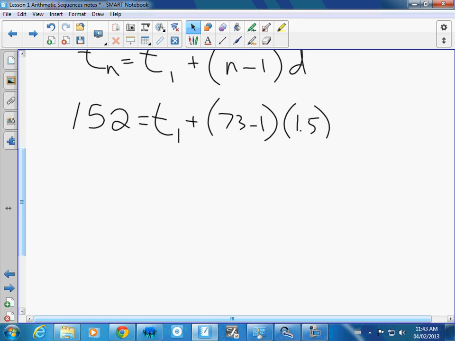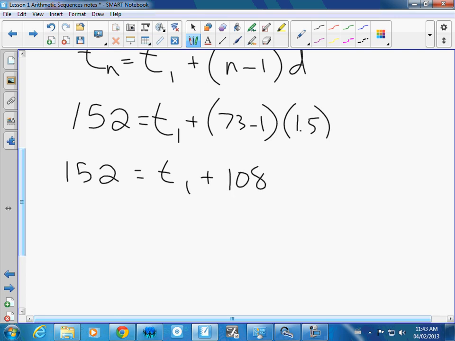Now, how do we do the math? What do we do first? Bracket. So we got to go 73 subtract 1, which is 72. And then what are you going to do? Times it by 1.5. So do that. Do the math. 152 equals T1 plus, what is that? 108, is that what it is? 108. Okay.